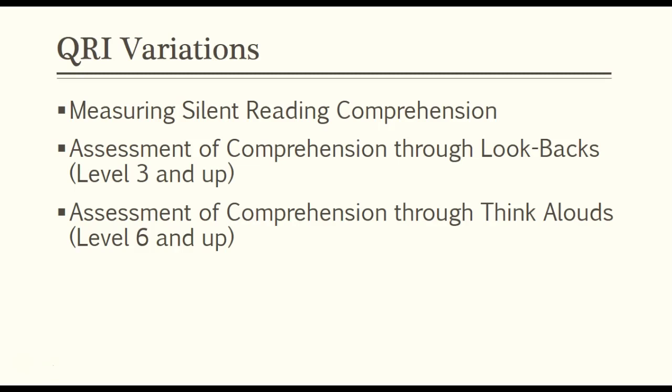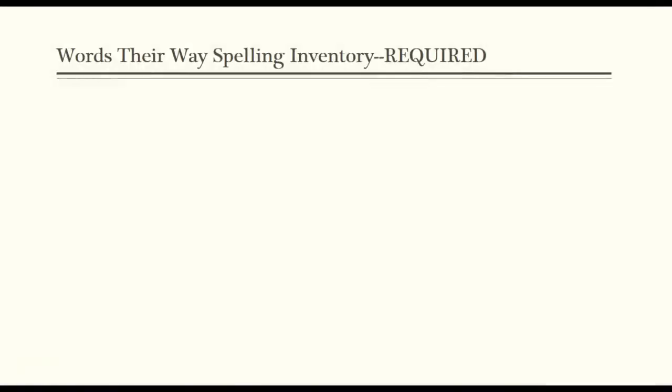You can also use the QRI to assess comprehension through lookbacks for level 3 and up, and then assess comprehension through think alouds for level 6 and up, which I found very helpful with my 6th grade student, really having her stop and tell me what she's thinking about as she's reading. And I noticed that she really doesn't know how to kind of stop and process text throughout the reading. And so that was my focus for our intervention sessions, actually.